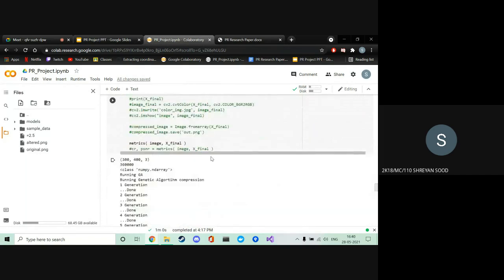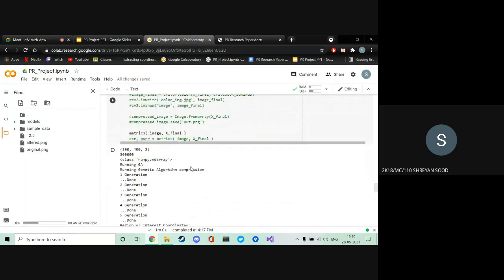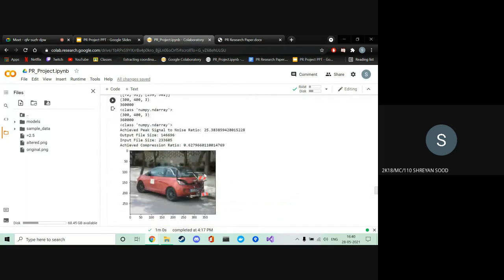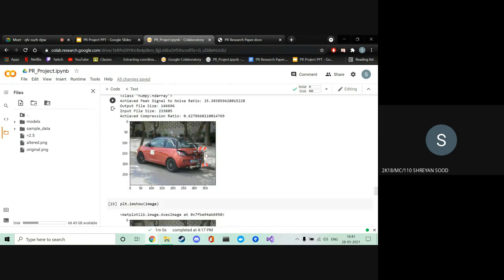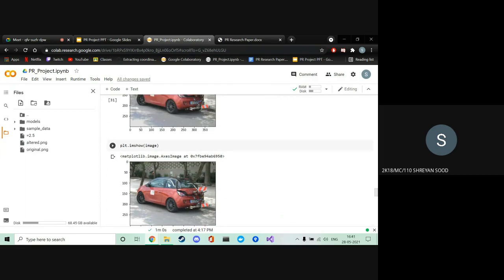I've already run the function for the GA method because it takes a little time. And these are the results that we have obtained: a PSNR of 25.38, a compression ratio of 0.27. This is the compressed file size of about 146 KB. This is the input file size of 233 KB, the uncompressed original image. This is the compressed image. And we can see the uncompressed original image.